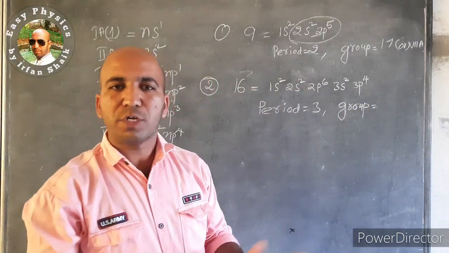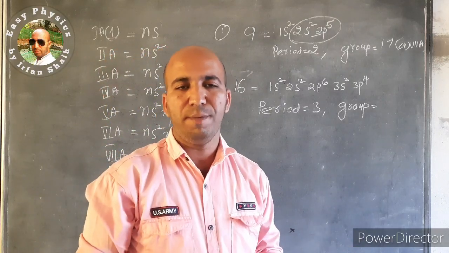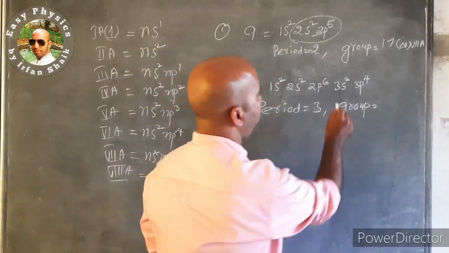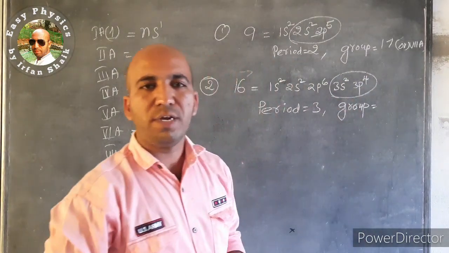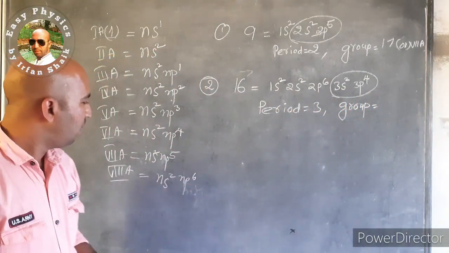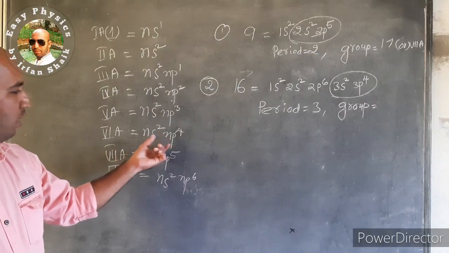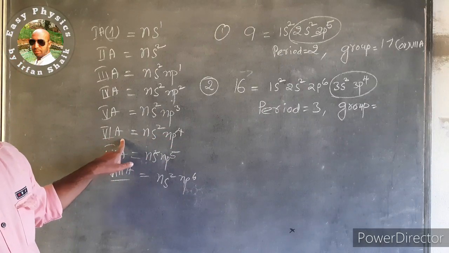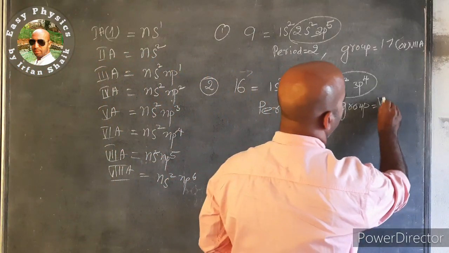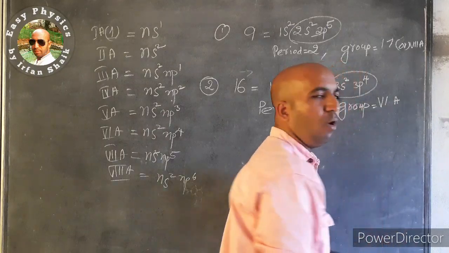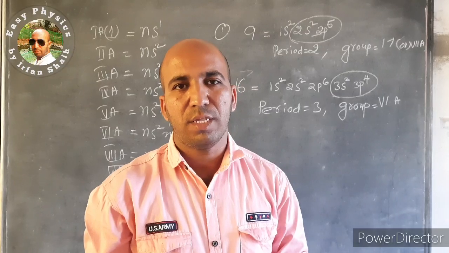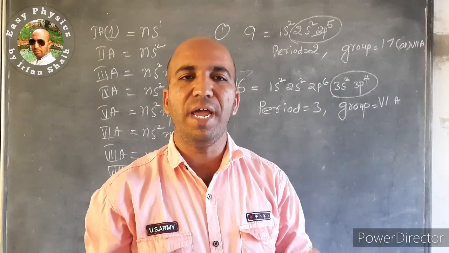Let us find out the group number. To find the group number, we need to focus on the valence electronic configuration. Here the valence electronic configuration is 3s2, 3p4. This configuration resembles ns2, np4. That means this element belongs to the 6A group, or 16th group. Like that, we can find the period number and group number of any element.